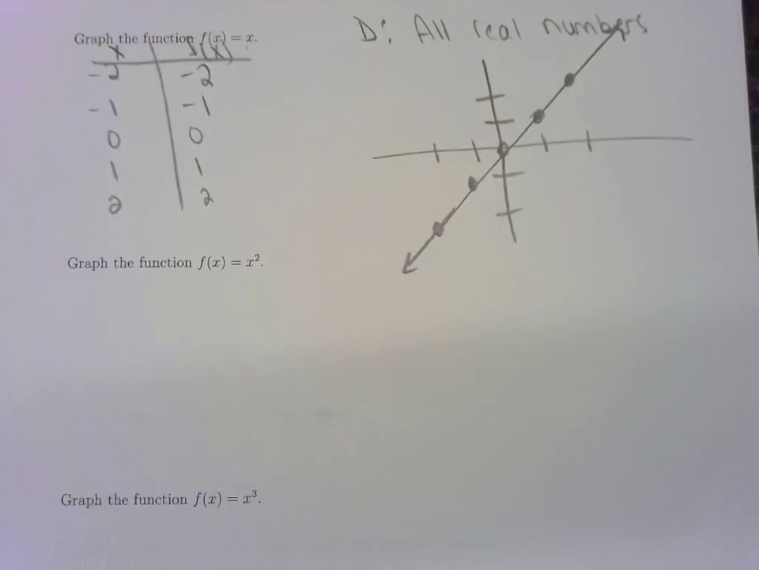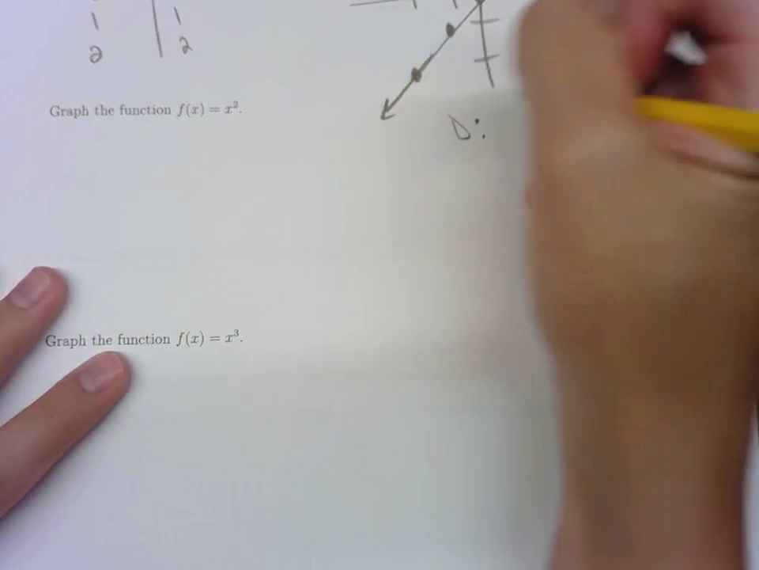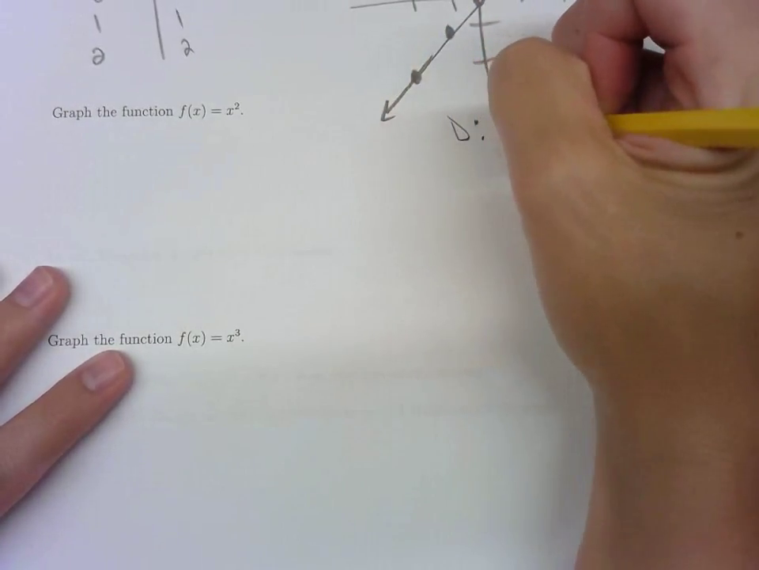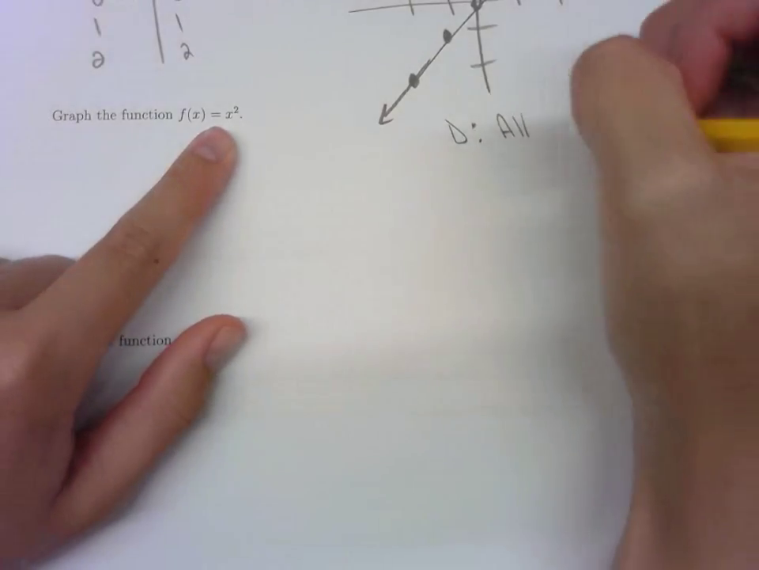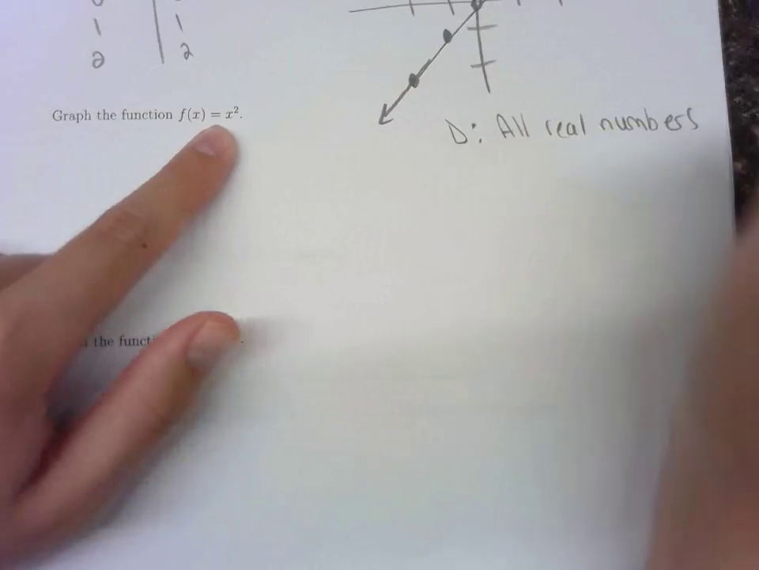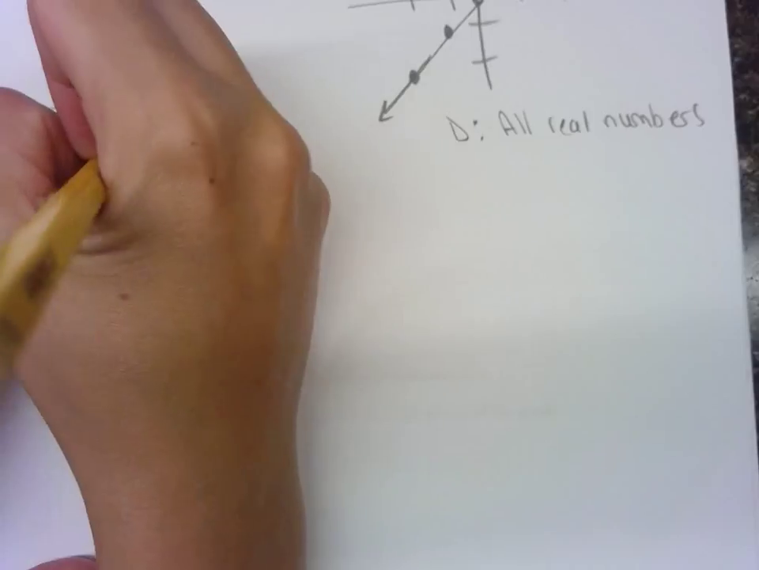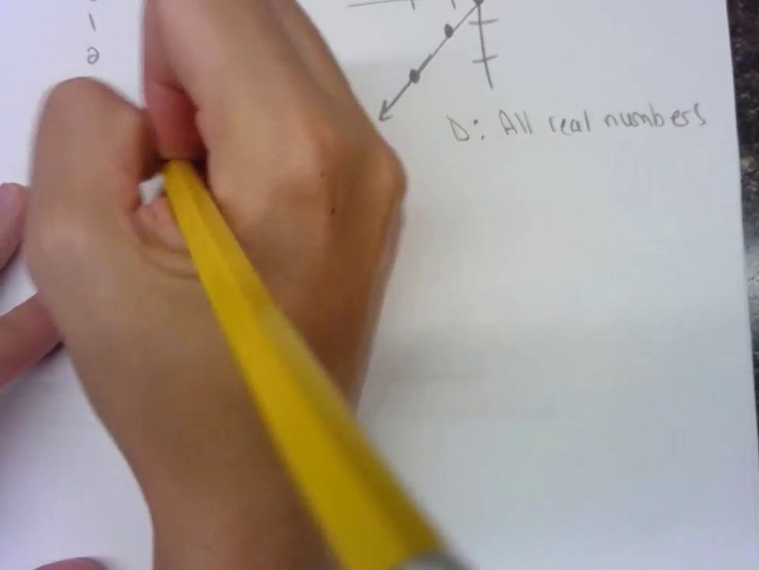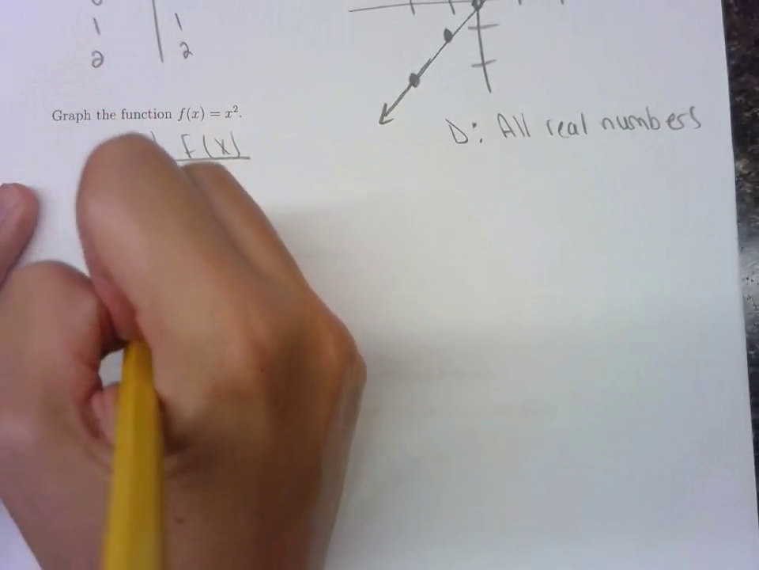Next function, graph f of x equals x squared. Again, make sure you write your domain. We don't have a fraction, we don't have an even root. We have a square, not a root. There's a difference there, exactly opposite of each other. So it's still all real numbers. I'm going to use the same numbers again. You can change these up. So -2, -1, 0, 1, 2.